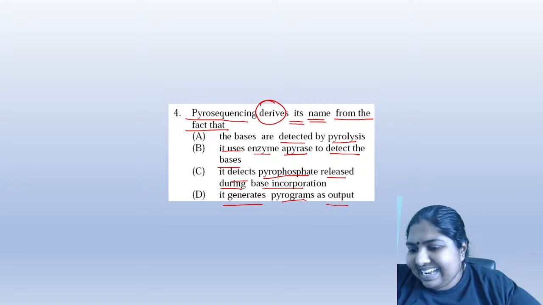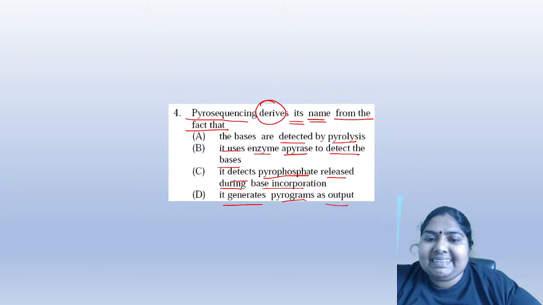Which could be the correct answer? Yes, everybody in the class, think. Why is it called pyrosequencing?